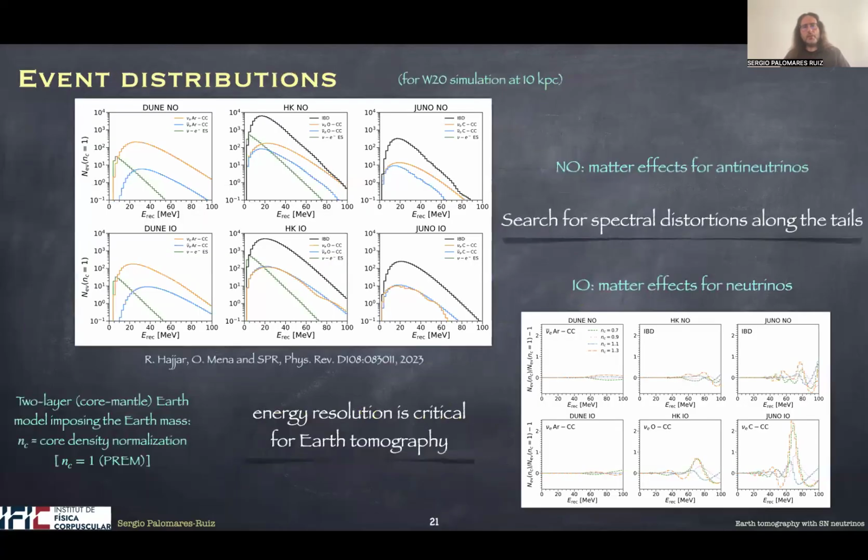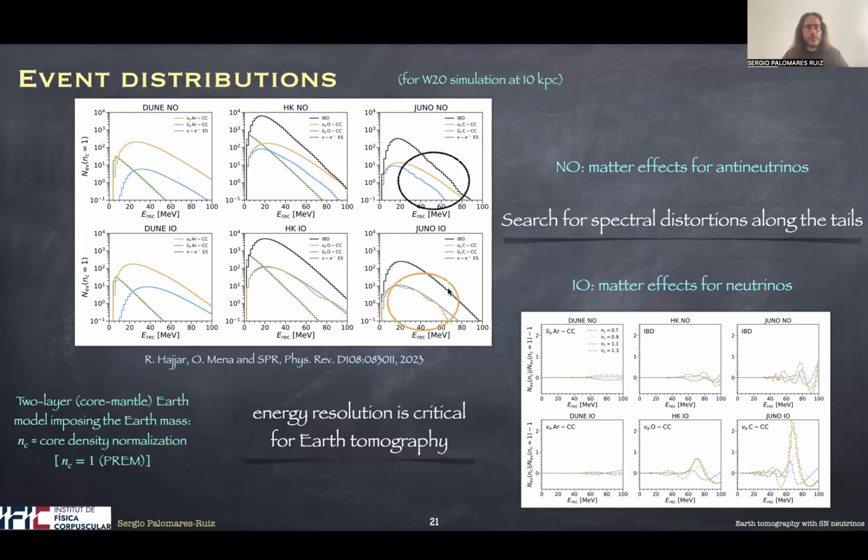So here I'm showing you the event distributions, assuming one of the supernova neutrino spectra from one of the simulations. And I will be assuming that the supernova explosion happens at 10 kiloparsecs. I'm showing you the results for the 3 detectors and for the 2 mass orderings. It turns out that for normal ordering, matter effects will occur for antineutrinos, and for inverted ordering for neutrinos. So the idea is to search for spectral distortions of these spectra along the tail. So basically, we look for this distortion of the spectra along these tails.